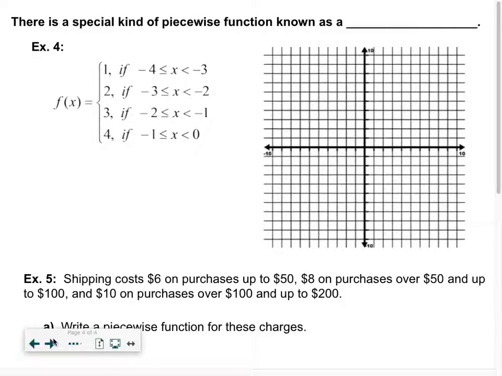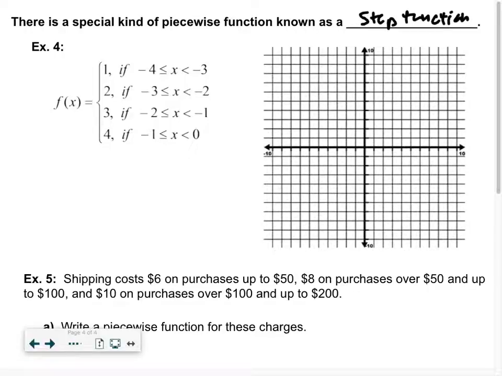All right, so this first thing says there's a special kind of piecewise function known as a step function. No laughing. Need a step stool. Ooh, boom roasted. It says step function, okay? You guys are so mean. It's okay.